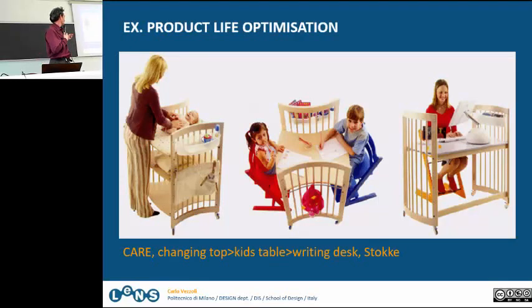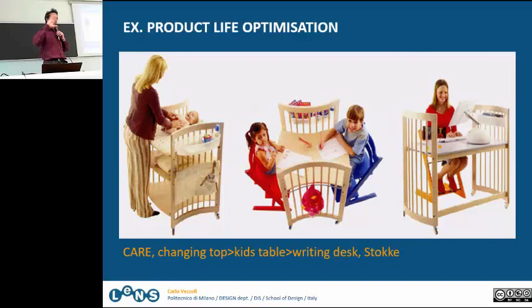One example of product life optimization is this. This is produced by Stokke. It's called Care. Kids are growing. So in the first stage, this is a changing table. Then it can be reconfigured and it becomes a high chair and then a writing desk. And designing this to be reconfigured, following the growth of our children, means that we are using one product instead of three. So we are extending the life of this product.